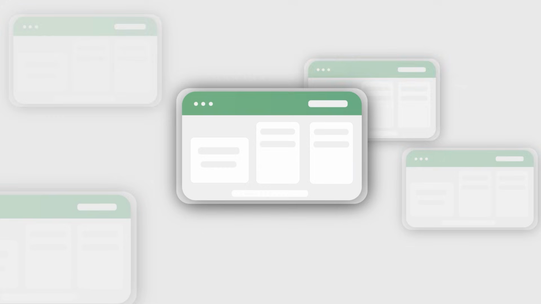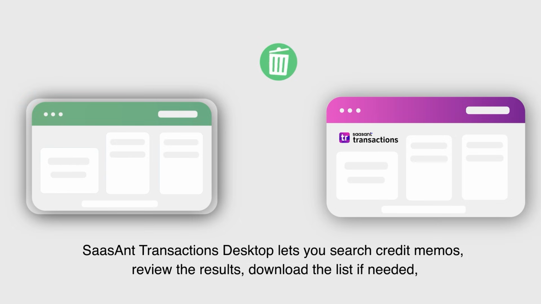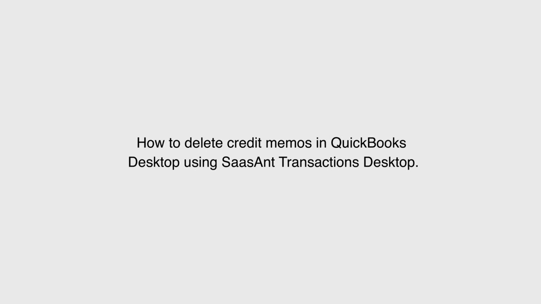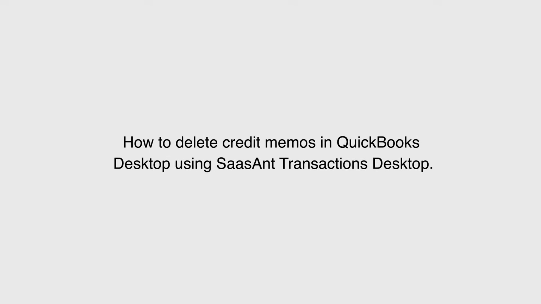continuing. Instead of finding and deleting each credit memo manually, SaasAnt Transactions Desktop lets you search credit memos, review the results, download the list if needed, and delete selected records from QuickBooks Desktop. In this video, I'll show you how to delete credit memos in QuickBooks Desktop using SaasAnt Transactions Desktop.